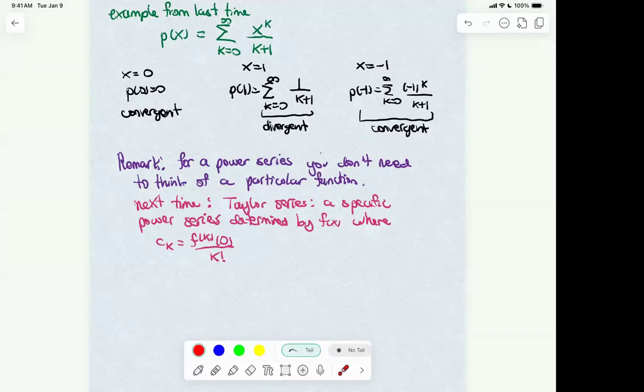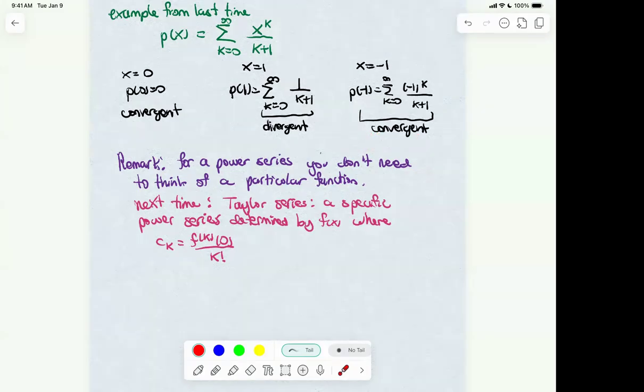And then with -1, it becomes alternating, because the signs go positive, negative, depending on how you start it. And it satisfies all the conditions of the alternating series test: the signs alternate, the terms are decreasing in absolute value, and the limit of the term is 0 at infinity. So this one was convergent because of the alternating series test.